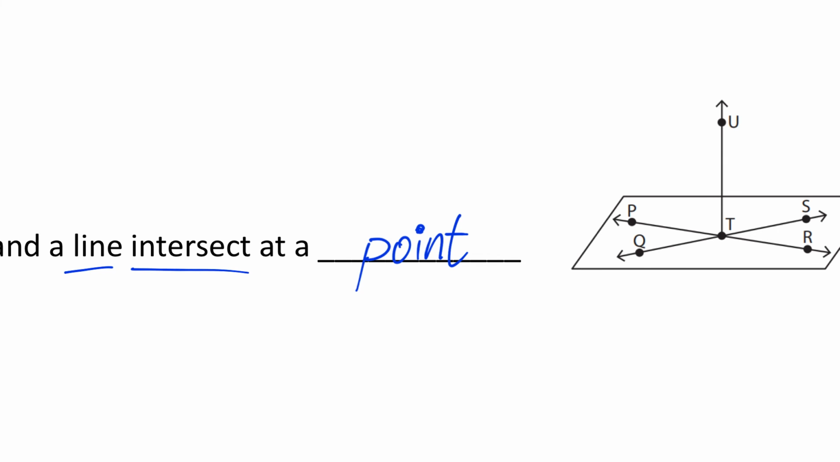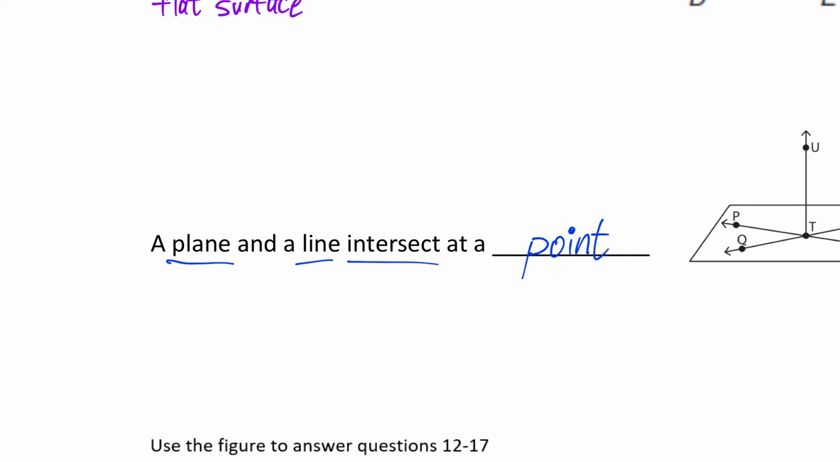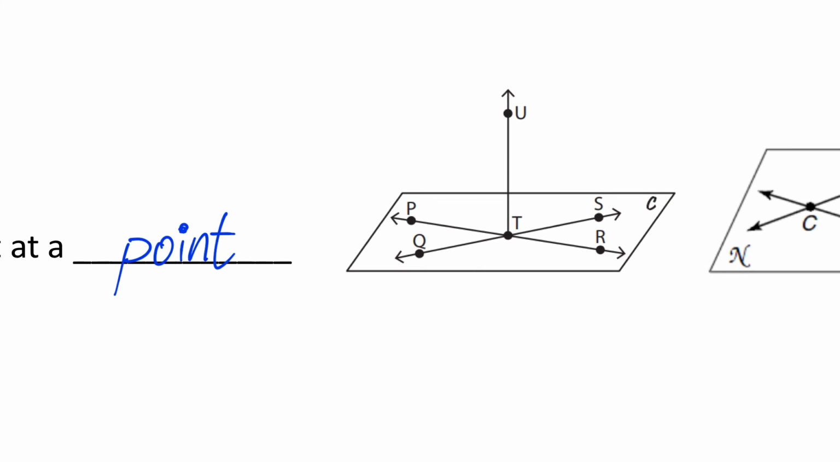So a plane and a line intersect at a point. In this case, where does, actually it's a ray really, I should do it like that. Where does ray UT and plane C meet up? T. Yeah, right there, point T.